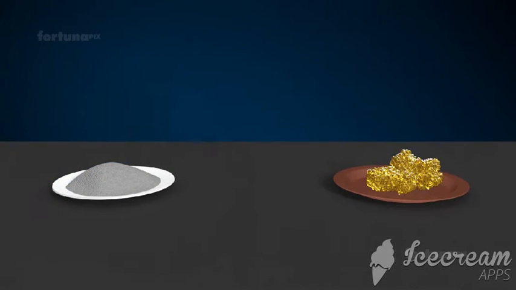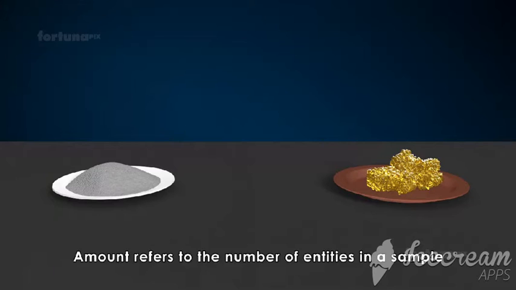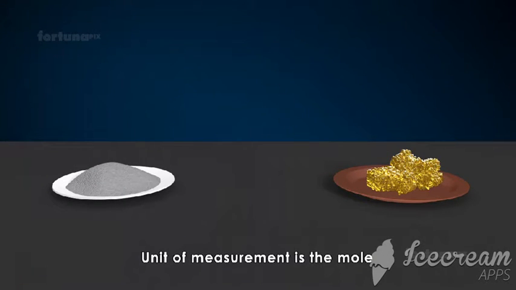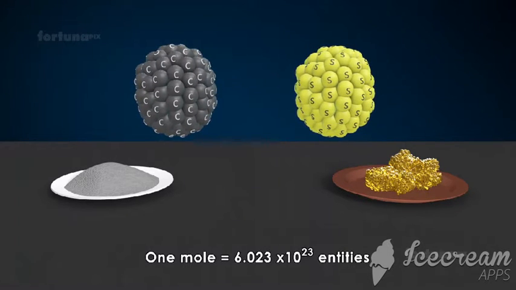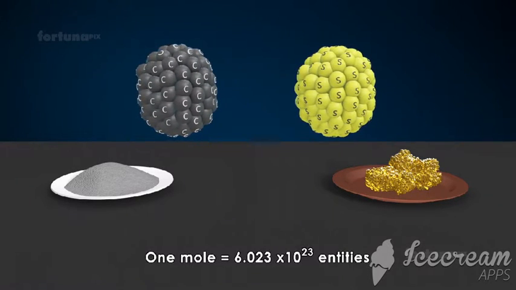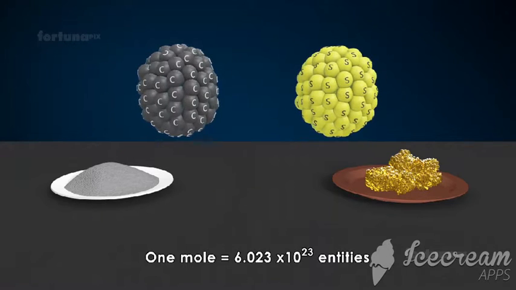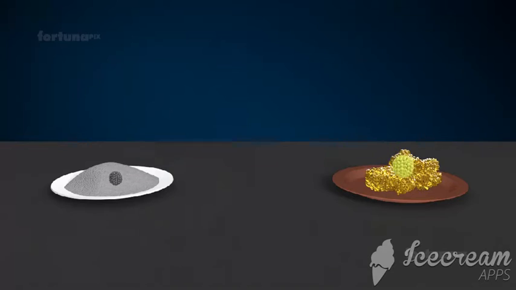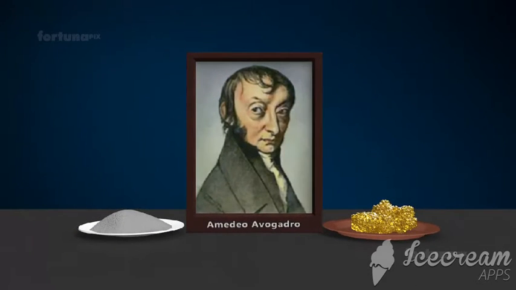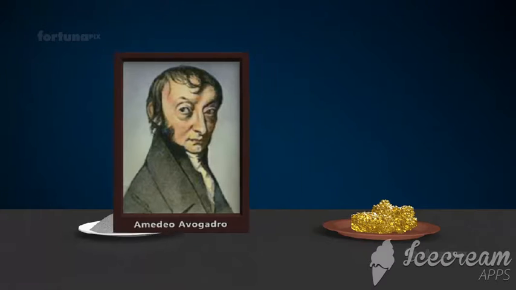In chemistry, the term amount refers to the number of entities in a sample, and the unit of measurement is the mole. 1 mole is the amount of a substance that contains 6.023 × 10^23 entities of that substance. The number is Avogadro's number, named after the 19th century chemist Amedeo Avogadro.